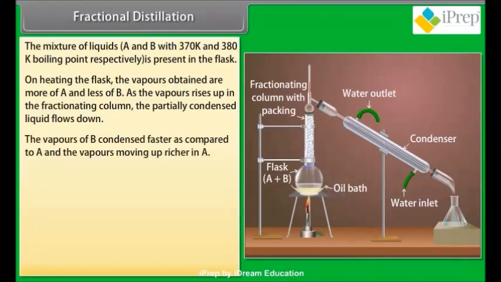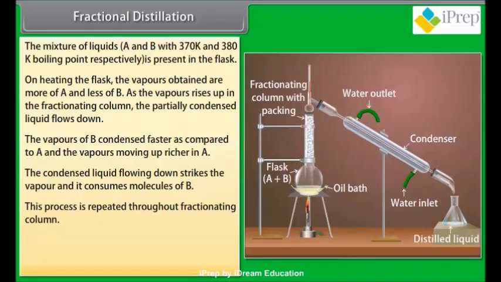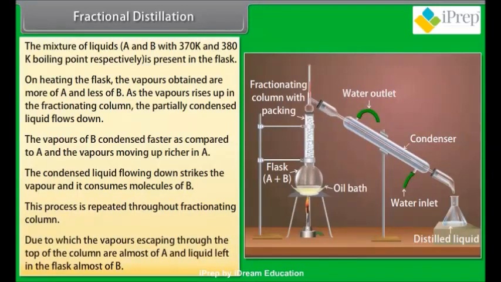The vapors of B condense faster as compared to A, and the vapors moving up are richer in A. The condensed liquid flowing down strikes the vapor and it consumes molecules of B. This process is repeated throughout the fractionating column, due to which the vapors escaping through the top of the column are almost entirely A and the liquid left in the flask is almost entirely B.